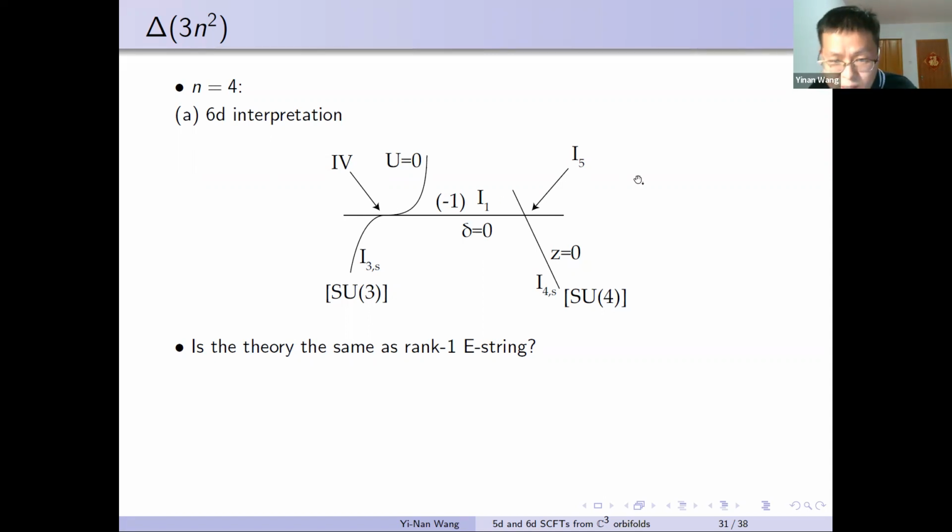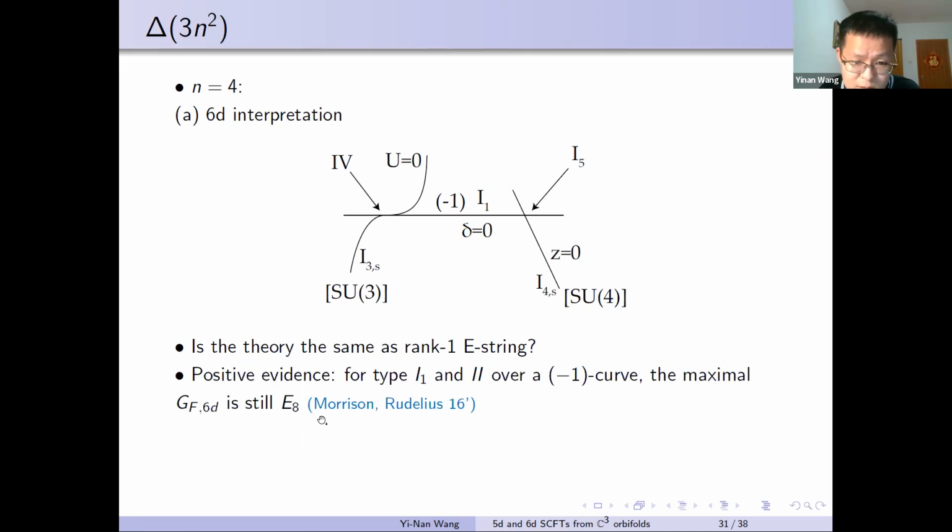So now you want to ask this very important question, whether the theory is the same as a rank 1 E string or not. A few years ago, Dave Morrison and Tom Rudelius wrote this paper, in which they postulated that for an arbitrary type I1 or type II quadratic singular fiber over a -1 curve, this is still the same as the rank 1 E string, because the positive evidence is that the maximal flavor symmetry group you can have is still E8, not bigger than E8. However, we found a few counterarguments in this current paper, which show that the theory might be a different theory than the rank 1 E string.